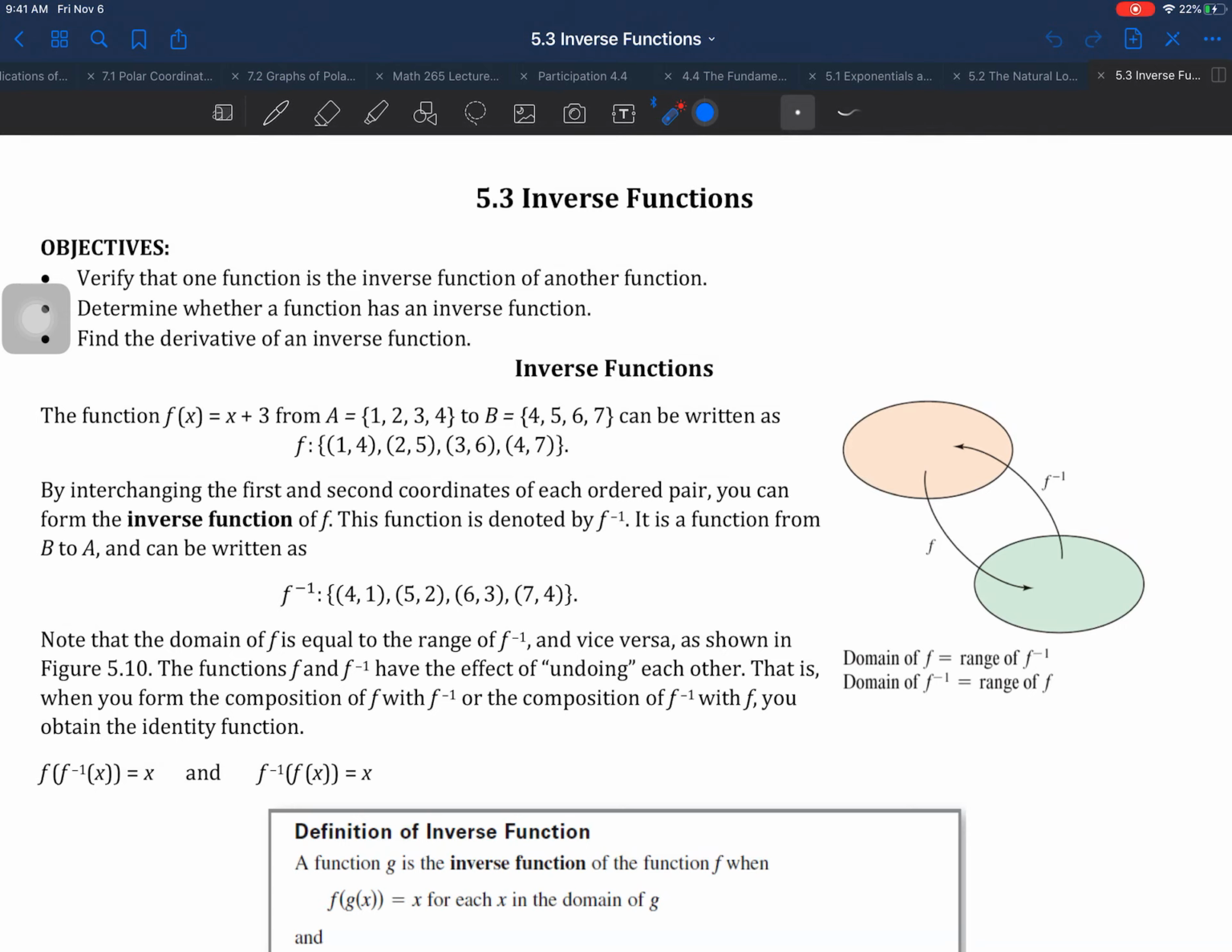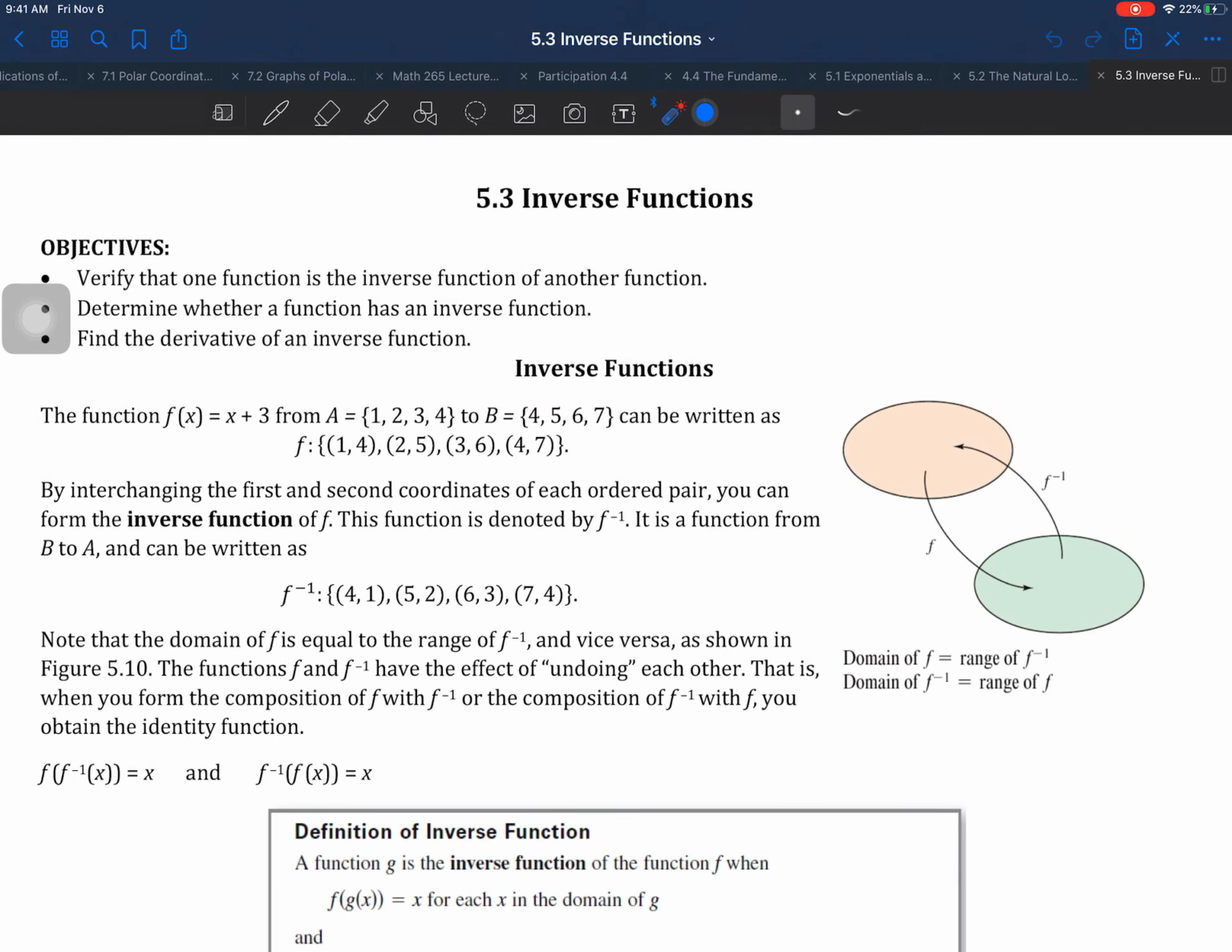So here we go. The function f of x equals x plus 3 from a domain A, 1, 2, 3, 4, to B, 4, 5, 6, 7. If you notice, if you plug in 1, 1 plus 3 is 4. Plug in 2, 2 plus 3 is 5. Plug in 3, 3 plus 3 will be 6, and 4 plus 3 is 7. So this is what we call the domain of the function, and this is the range of the function.